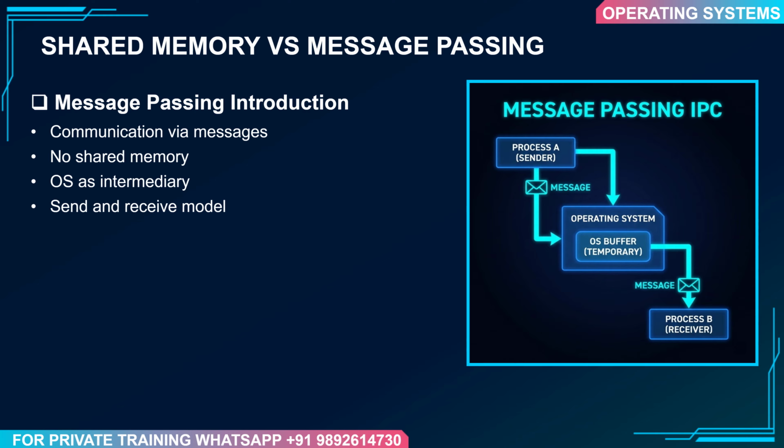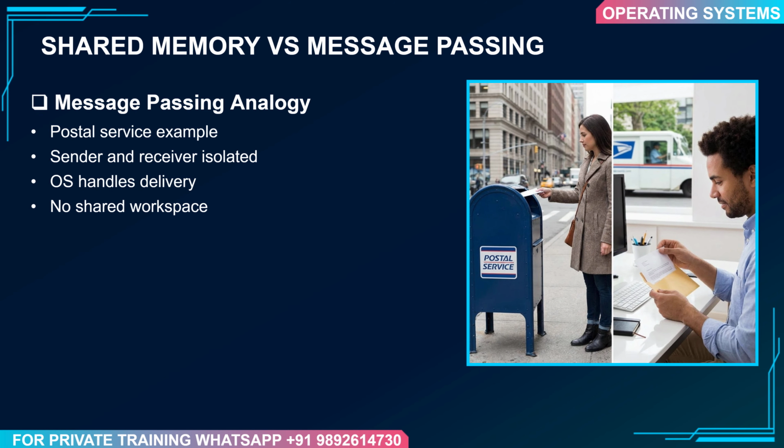One process sends a message. The operating system delivers it to another process, either immediately or by storing it temporarily in some buffer. A simple analogy here is sending letters through a postal service. You write a letter, put it in an envelope, and hand it over to the post office. The post office takes responsibility for delivering it to the receiver.